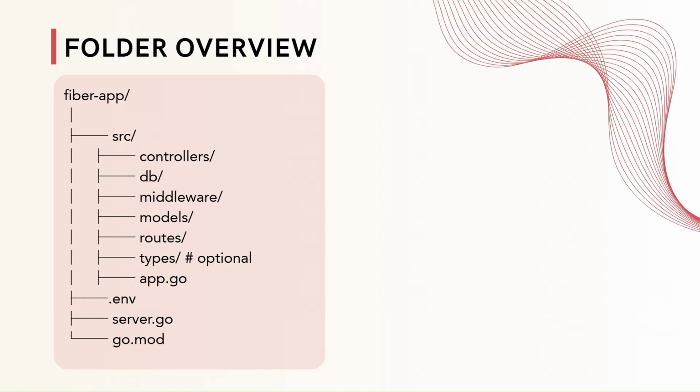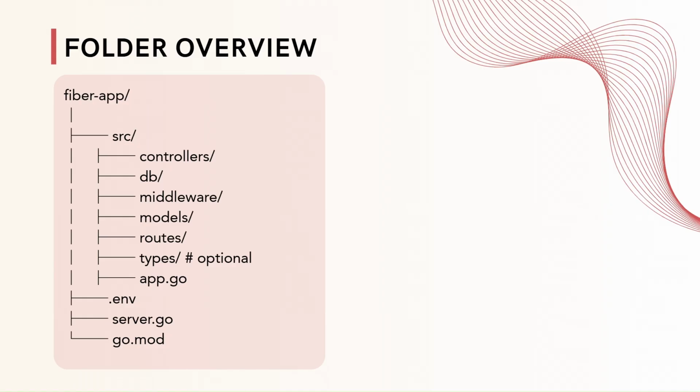Then we have models. Models define the shape of your data, basically the structures or schema that helps represent your database tables or collections. Then we have routes. This folder defines all the API endpoints. Each route maps to a specific controller function like API/users or API/posts.